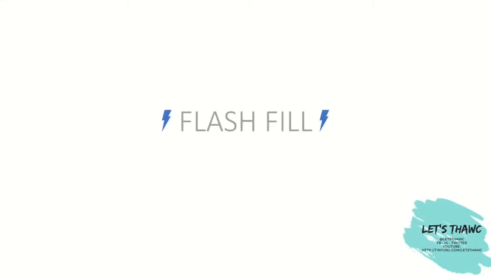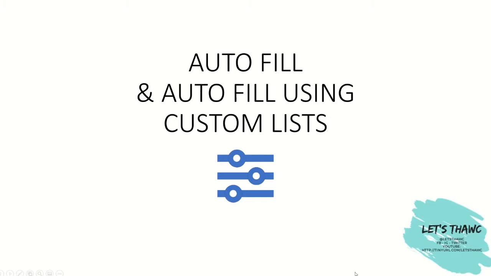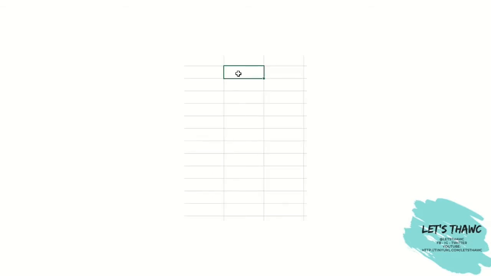In our last video, we talked about flash fill. For this tutorial, we will be talking about autofill and autofill using custom lists. So how do we use autofill? Autofill fills out cells automatically based on a series of numbers or based on a list that is commonly used. So how do we do this?